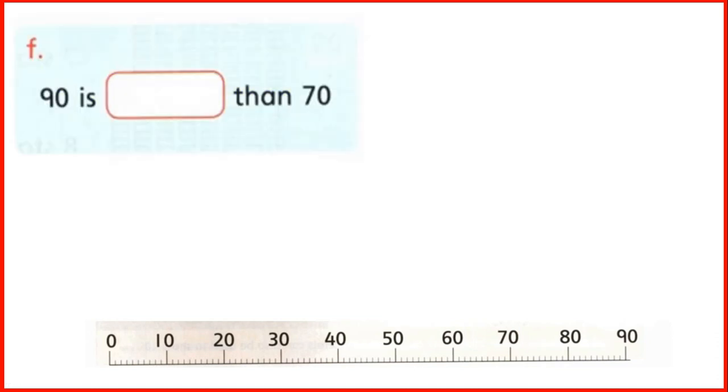Now F part, 90 is dash than 70. Where is 90? This is 90. And this is 70. Which one is greater, 90 or 70? Yes, you are right. 90 is greater because it comes after 70. 90 is greater because it comes after 70, it is ahead, so 90 is the greater number than 70. So right here, 90 is greater than 70.